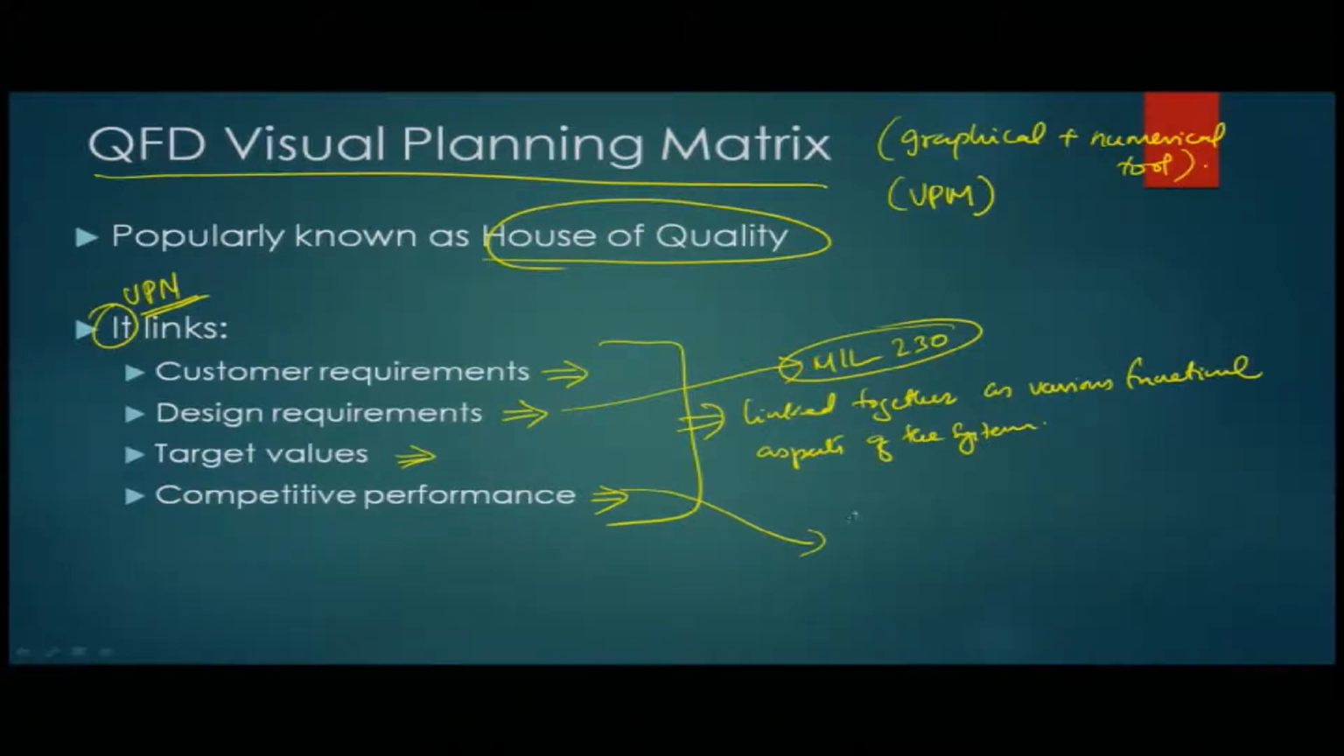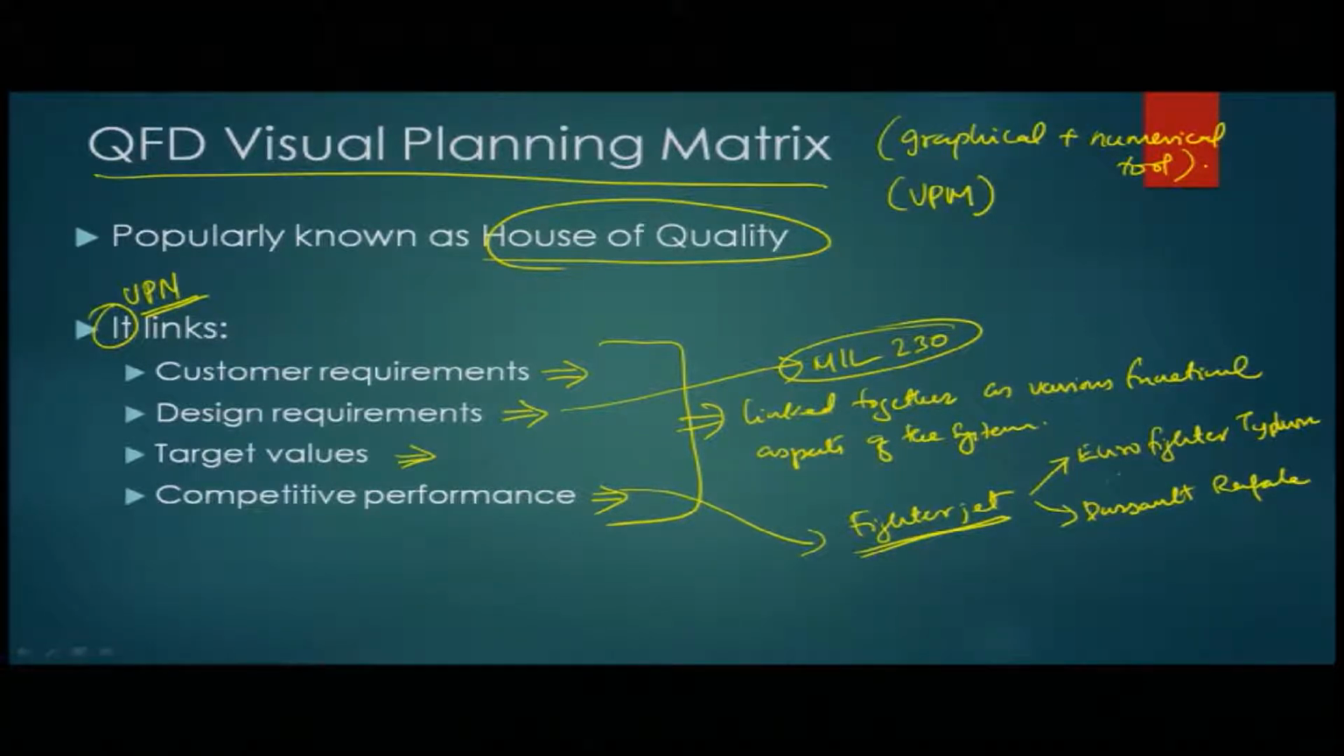If you are building a fighter aircraft, a fighter jet, a classic example of this is the Eurofighter Typhoon and the Dassault Rafale. You can see these two systems, which are fifth generation. They wanted to make fifth generation fighters. Some people call them 4.5 generation. We can argue on that, we are not going to worry about it.